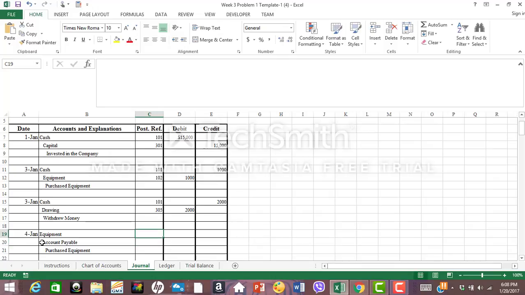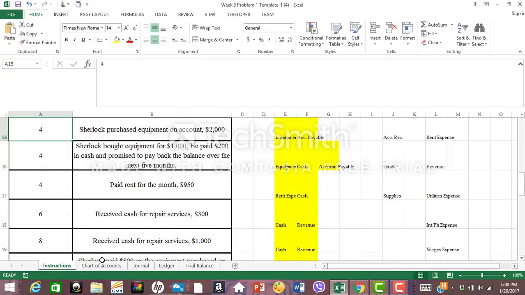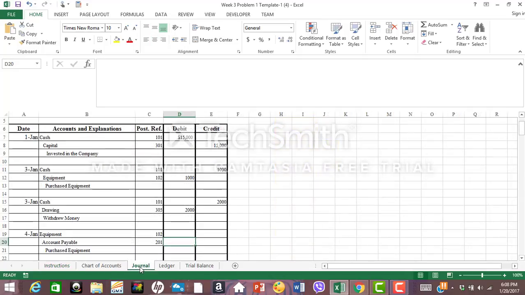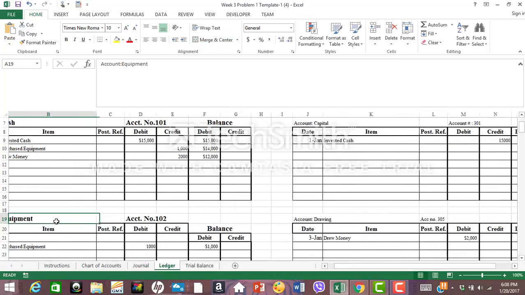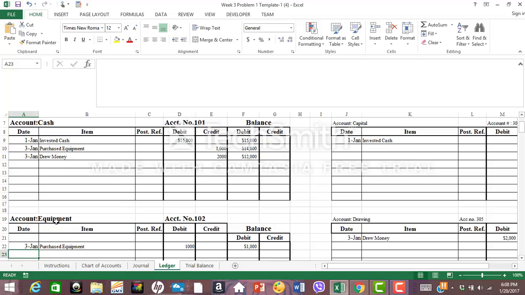Equipment is, if you look up, it is 102. Accounts payable is 201, I remember that. And how much did he purchase equipment for? He purchased equipment for $2,000. So we debit equipment for $2,000 because we're increasing that, and we credit accounts payable. So we go to the ledger, we go to the equipment, and we say January 4th, purchased equipment for $2,000.